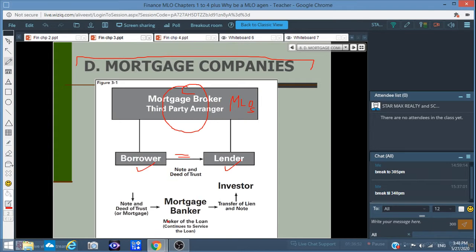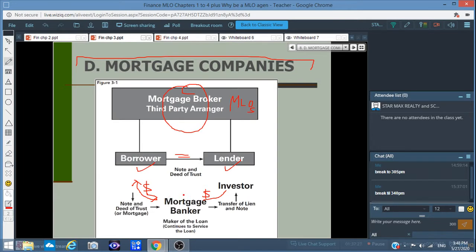And the mortgage banker, right, they make the loan, and they get money from the investors. They tie up the broker and the borrower and the lender. So we're the middleman here, right?